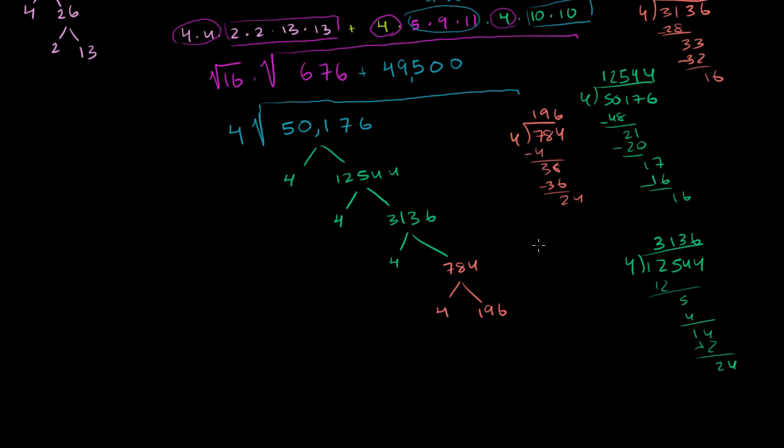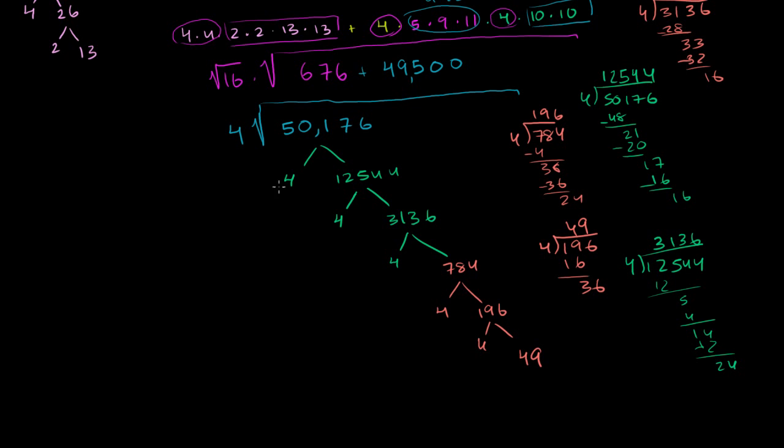This is 17, I believe. Let me look at just 4. My brain is fried. 196, 4 times 4 is 16, 36. It goes into 36 9 times. So this is 4 times 49. All right. So if we're taking the square root of all of this business, this is 4 times 49 over here.